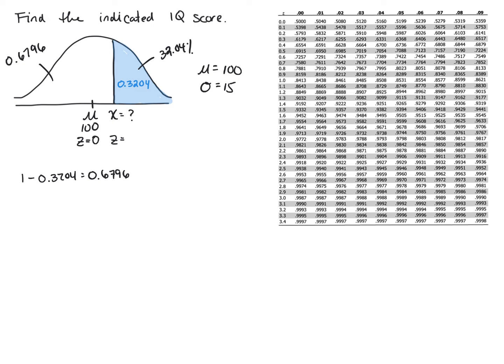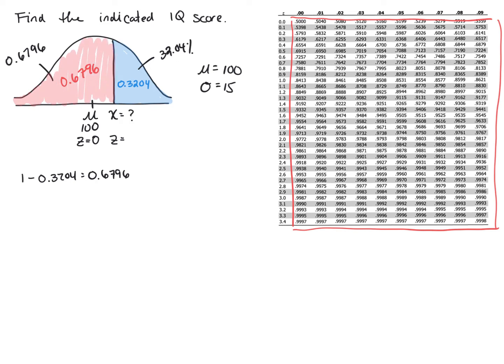So if you're using the table, the body of the table always represents the area that is to the left of the z-score of interest, or the value of interest. So here, the area that we're going to be searching for in the table is the area that corresponds to a z-score of 0.6796 to the left. Okay, so let me shade that in red. So the area to the left of that z-score that we're trying to find. All right, so this is unknown. Oops. Let me use my pen here.